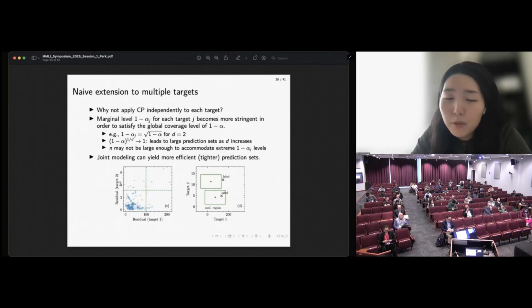And as before, we would extract the quantiles independently for each target, and then these would define the size of the prediction set, which are now rectangular around the original point prediction. And as you can see, the prediction sets are huge. They almost span the entire property space. And as the number of properties D increases, this is only going to get worse. We end up with even larger quantiles and thus less efficient prediction sets. And often the calibration set may not be large enough to accommodate these extreme target-specific quantile levels.